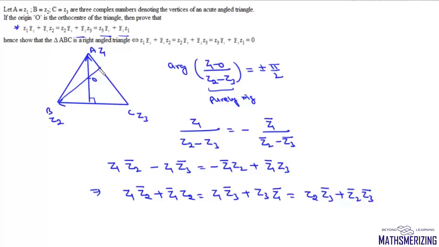Now it says if the triangle is a right angle triangle, then we need to prove that each of them is equal to 0. Now if triangle ABC is a right angle triangle, then the orthocenter will be one of the vertices. So in this case, one of the vertices, either Z1 or Z2 or Z3, will be 0. Now if we put any one of them 0, say Z1 is 0, Z1 bar is also 0. Then in that case, this result is equal to 0, and this is what we need to prove in this second part.